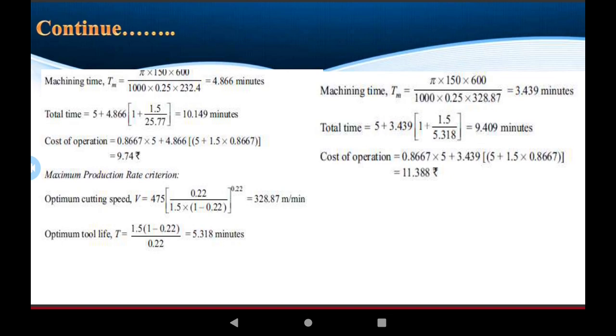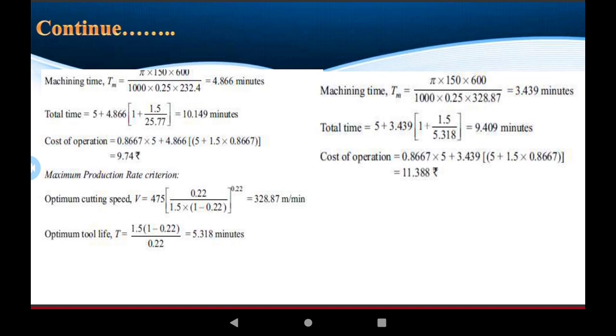Okay, the next step is the maximum production rate. Find the optimum cutting speed v equal to C, the constant value, and n upon TC into (1 minus n) to the power n. Putting in the values, 475, 0.22 upon 1.5 into (1 minus 0.22), to the power 0.225, the optimum cutting speed is 328.87 meters per minute.